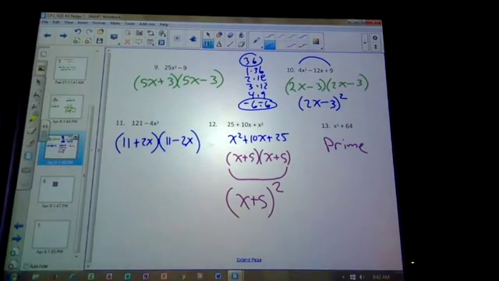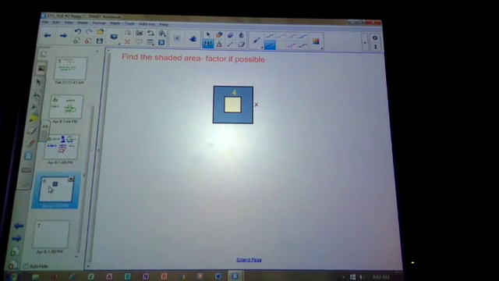We all right so far? All right, here comes the bonus one. Find the shaded area, factor if possible. So I think the shaded area we're looking for is the grayish bluish area. So this is two different squares.